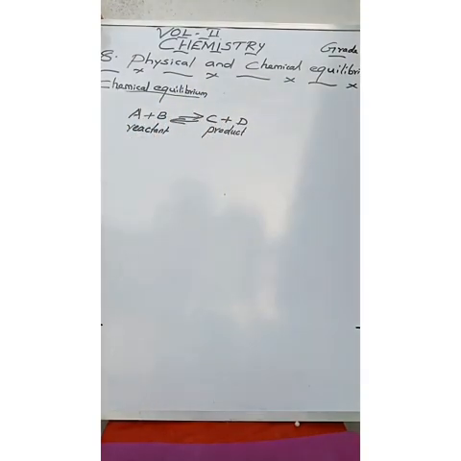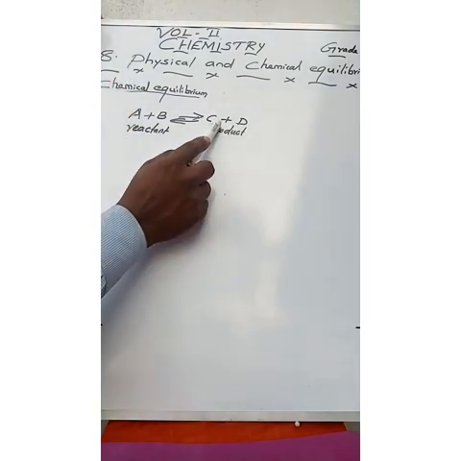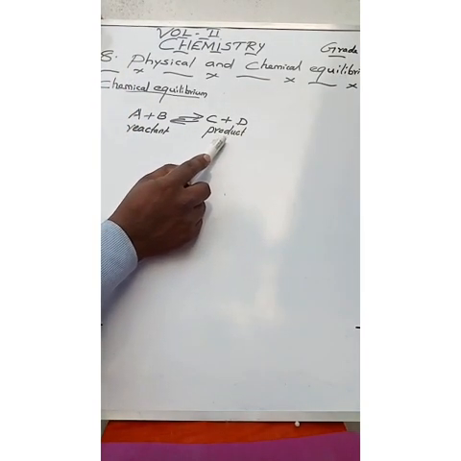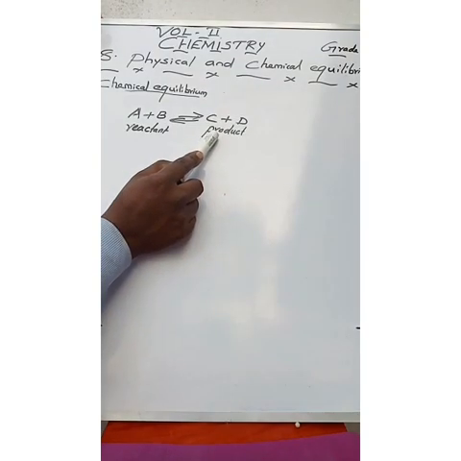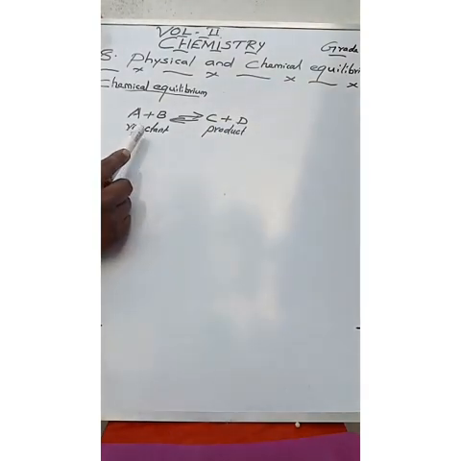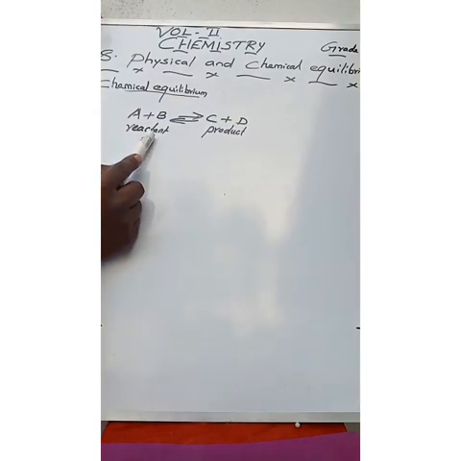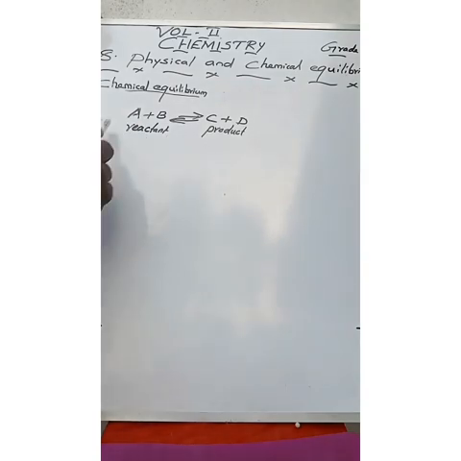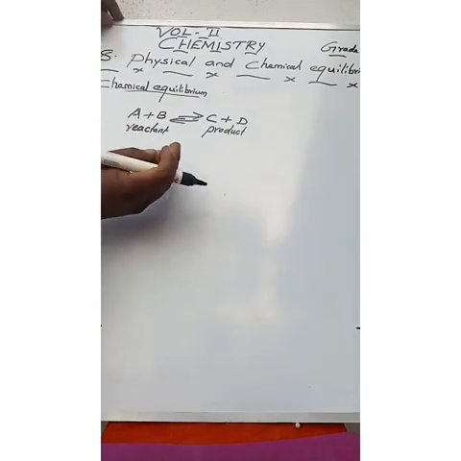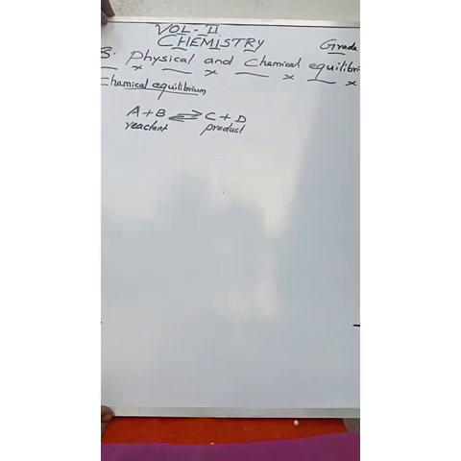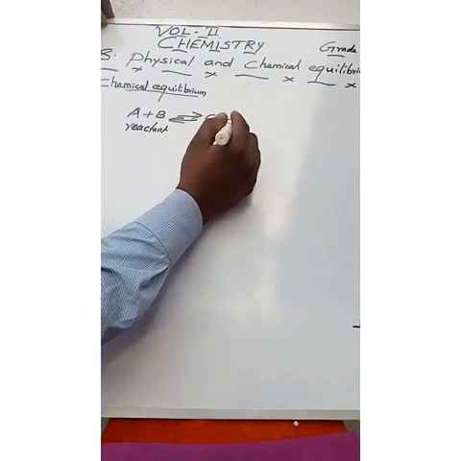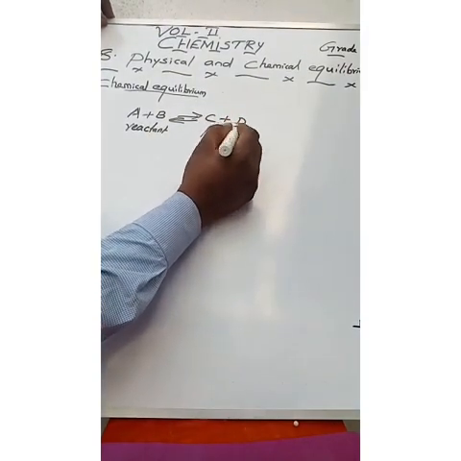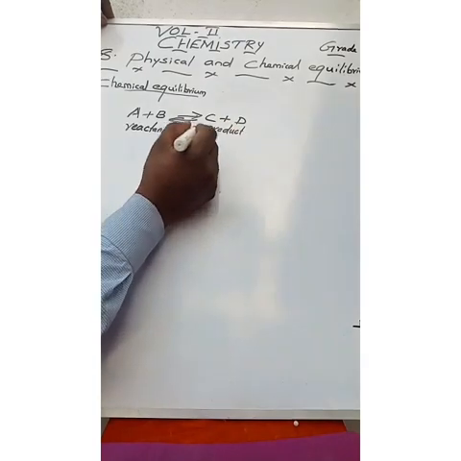Another one, C plus D are the product. When C plus D come back, we get the reactants. That is the reversible, the backward reaction. As the concentration of the product increases, more product molecules collide, and then they react in the backward direction.